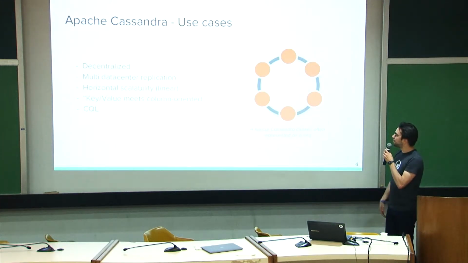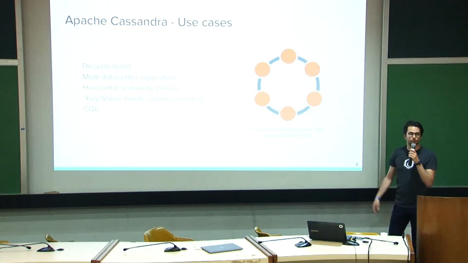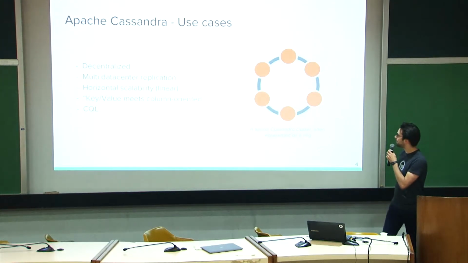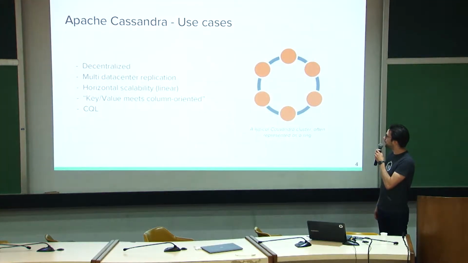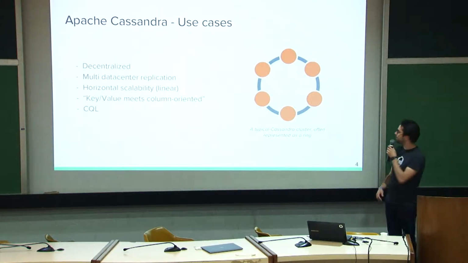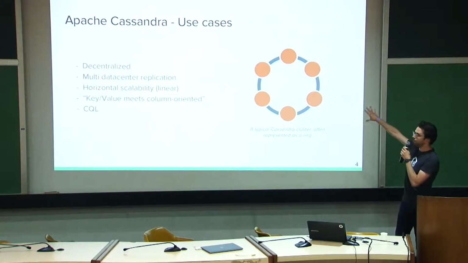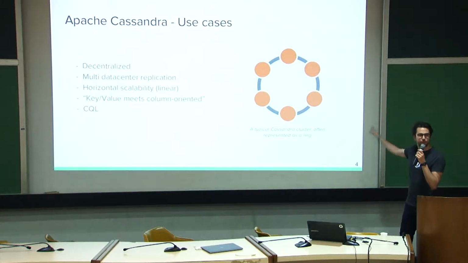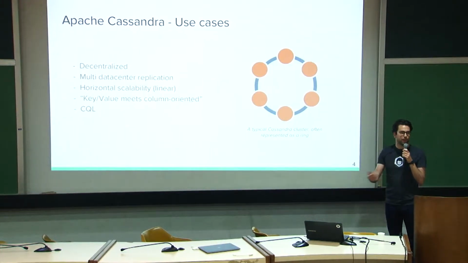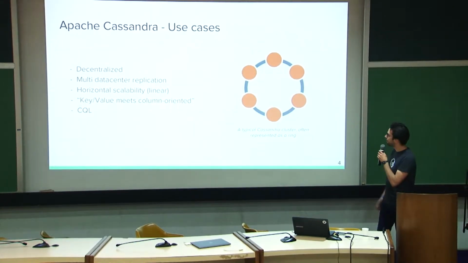So, use cases. Cassandra is a decentralized database, meaning that the nodes share the data. You have replicas of the data so that if you lose a node, you can be tolerant to such failures, partition failures. It has multi-data center support, so you can spawn such a cluster in one data center and another one in another data center so that you're geographically close to your data.